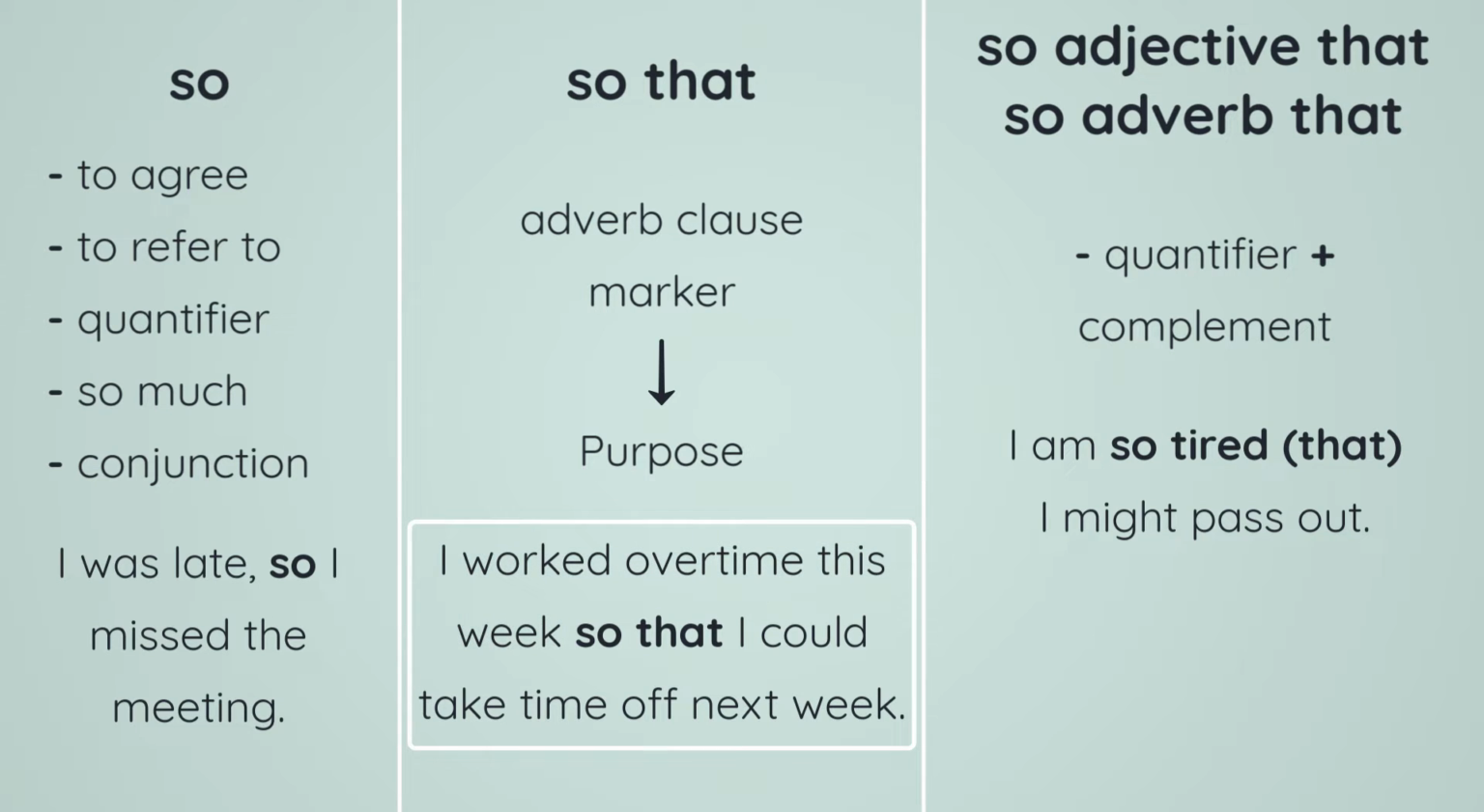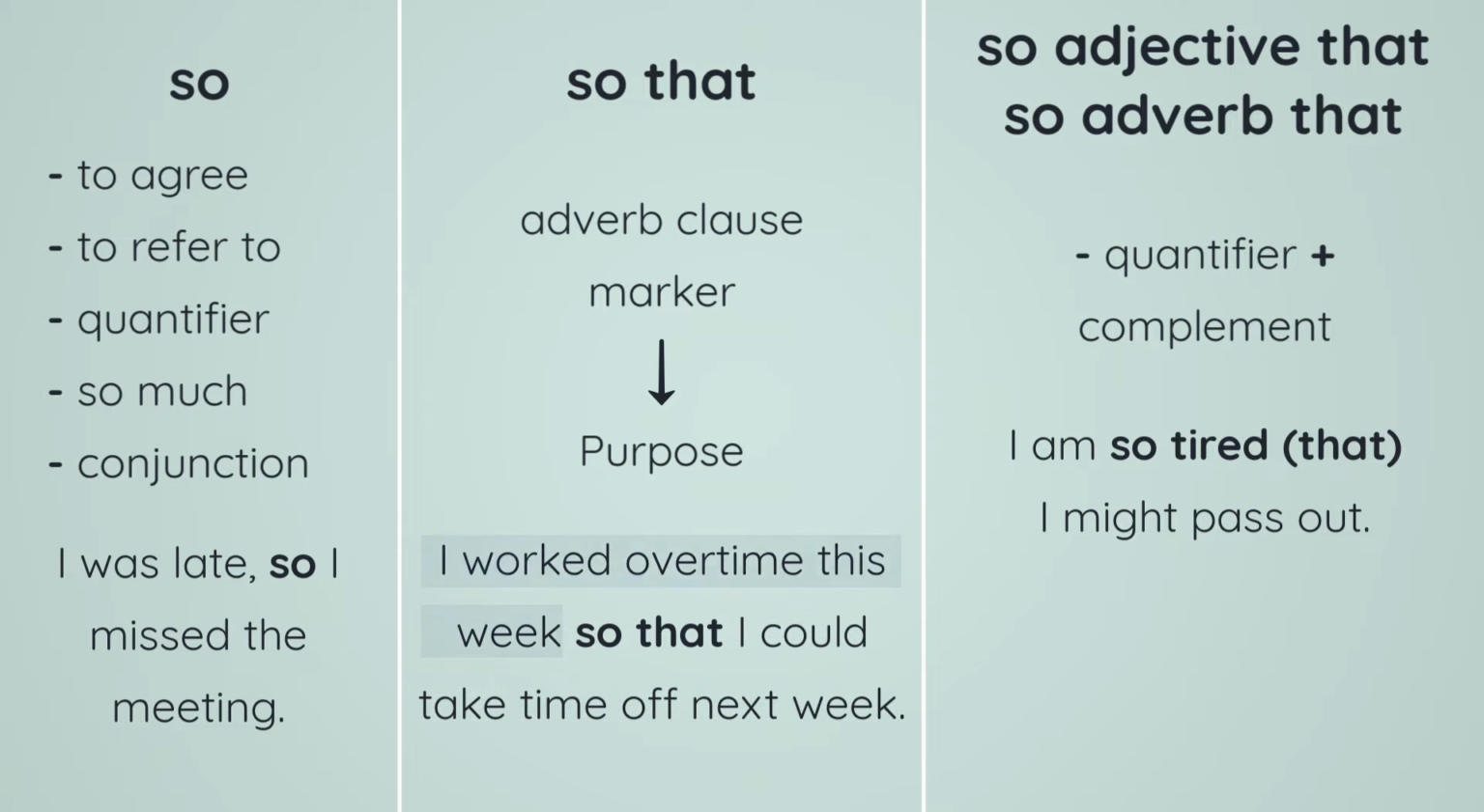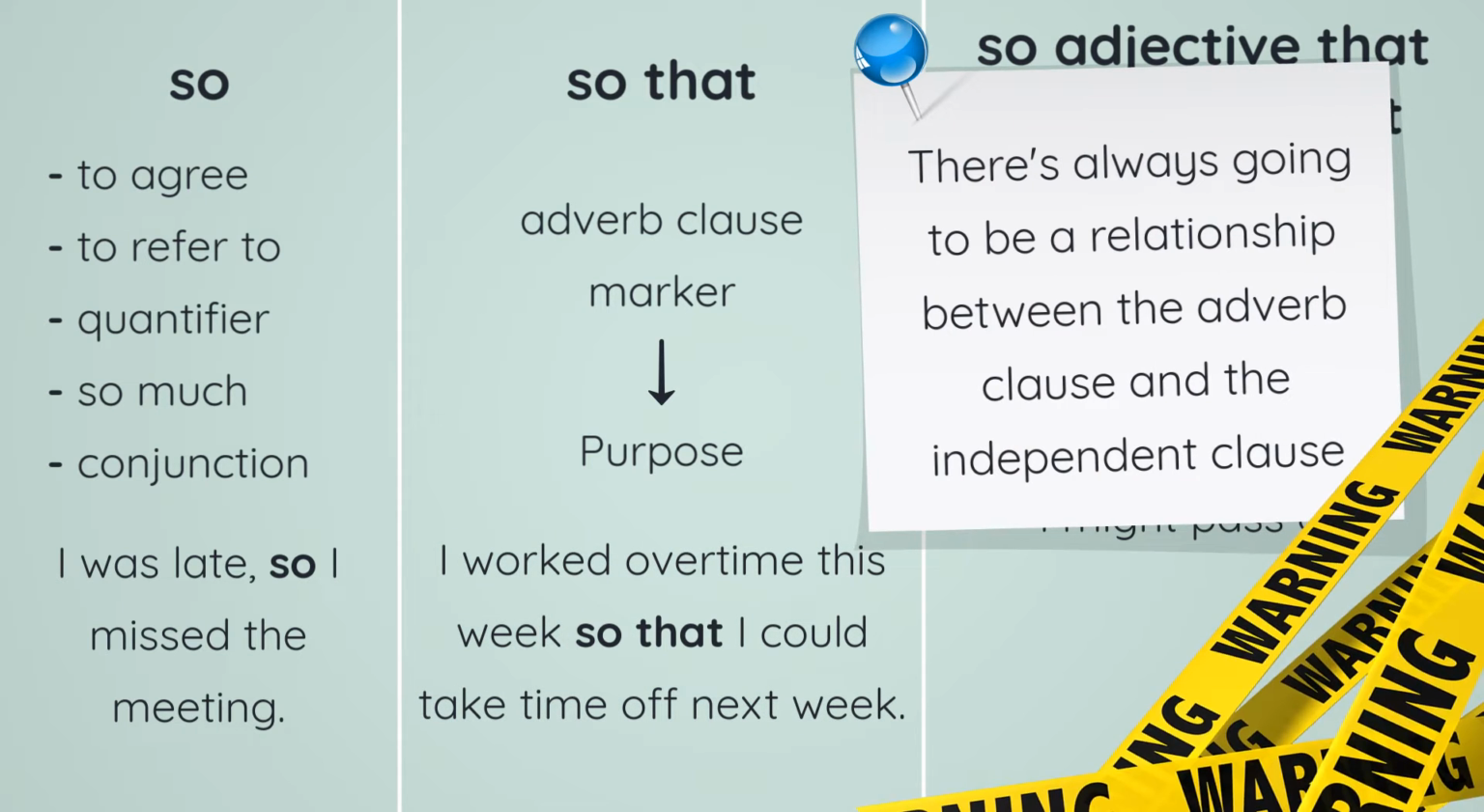Here is an example. I worked overtime this week. Why? So that I could take time off next week. So this is the purpose of this. Remember, adverb clause, there is always going to be a relationship between the adverb clause and the independent clause. That relationship is one of purpose.